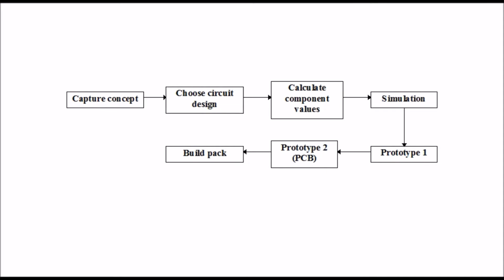Of course, amateurs will not go through the same rigorous process and might, for example, go straight from a paper design to a prototype circuit. The design process might be illustrated as shown in the diagram on the screen. Let's go through each of the stages one by one, assuming that the first one, capturing the concept, is fairly clear. Firstly, the designer must choose a circuit design.